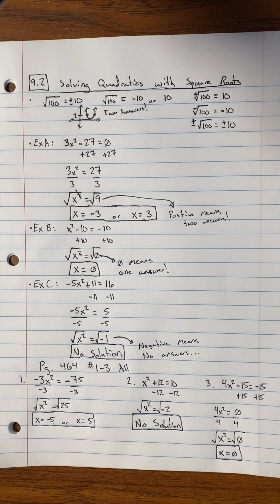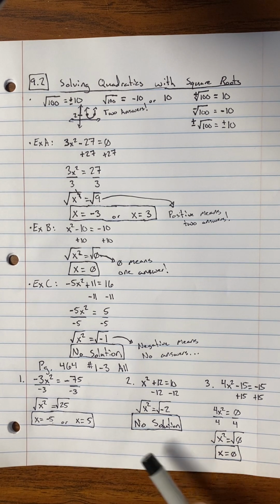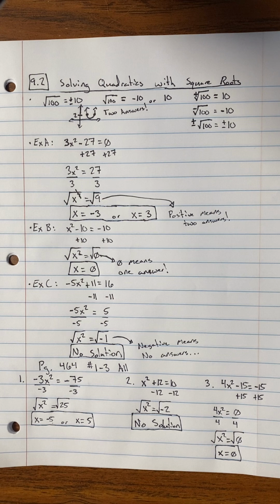All right, so welcome back. Here we can see that we got all three examples shown in these problems I asked you to do. First one had two answers, -5 and 5. Second one had no solution because we were trying to take the square root of a negative number. And then the final one had x equals 0, which is only one solution because taking the square root of 0 only gives us one answer.